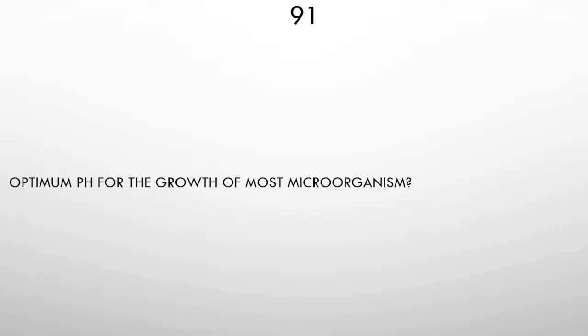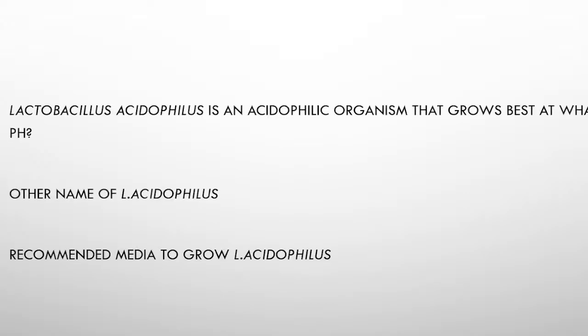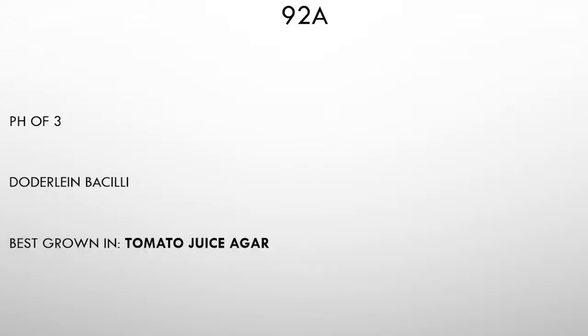All right. Optimum pH for the growth of most microorganisms: they grow at neutral, slightly acidic or slightly alkaline, usually at around 6.5 to 7.5. Now, with the exception of Lactobacillus acidophilus, it will grow at a pH of 3, and it's also known as the Doderlein bacillus. It's grown in what you call tomato juice agar. All right? Please don't forget that one, tomato juice agar.